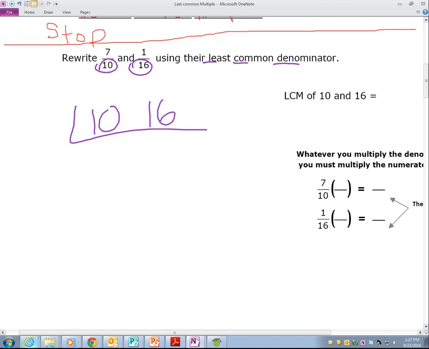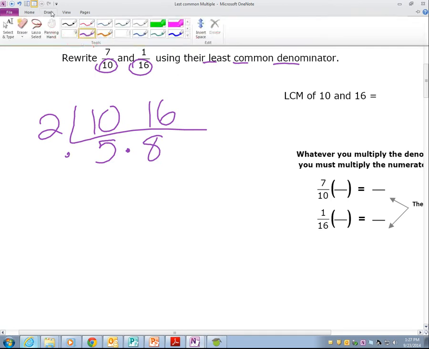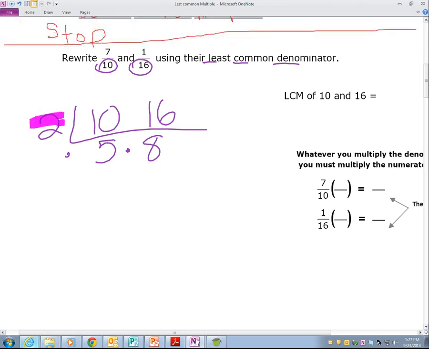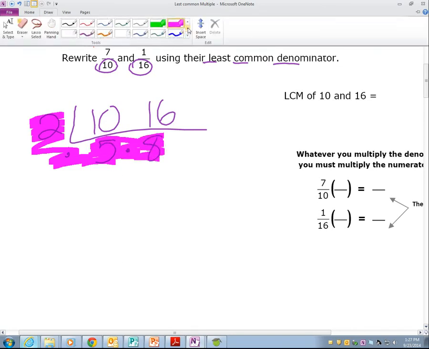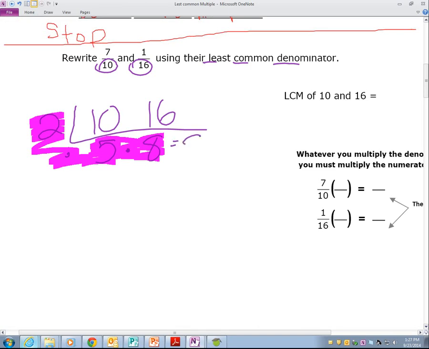Then we did 2, because 2 goes into both of these. 2 goes into 10 5 times, because this is division, and 16 divided by 2 is 8. I'm going to multiply the things on the outside here: 2 times 5 times 8, which equals 80. So the LCM of 10 and 16 is 80.